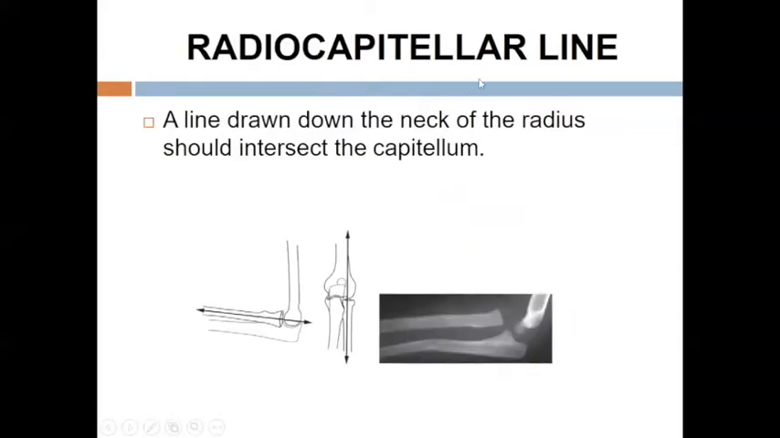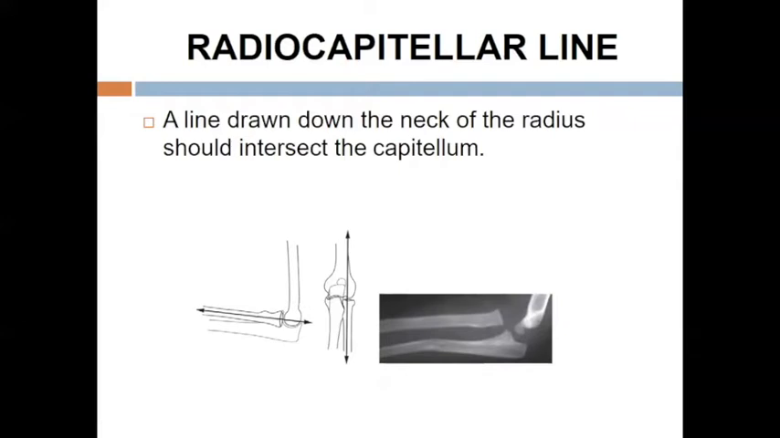Here, this is the third thing, the radiocapitellar line. In the radiocapitellar line, a line is drawn through the neck of the radius, and it should intersect the capitulum through the middle. It is in the lateral view and also in the AP view, but it is very much confirmed in the lateral view X-ray. This anterior humeral line is to check whether there is a supracondylar fracture of the humerus.